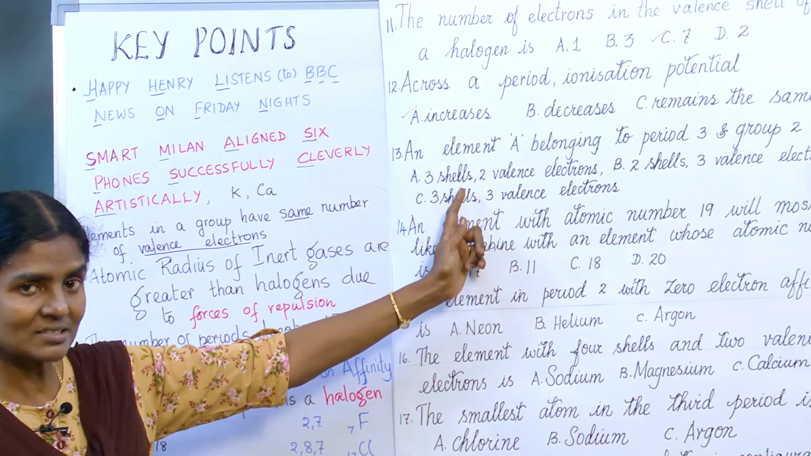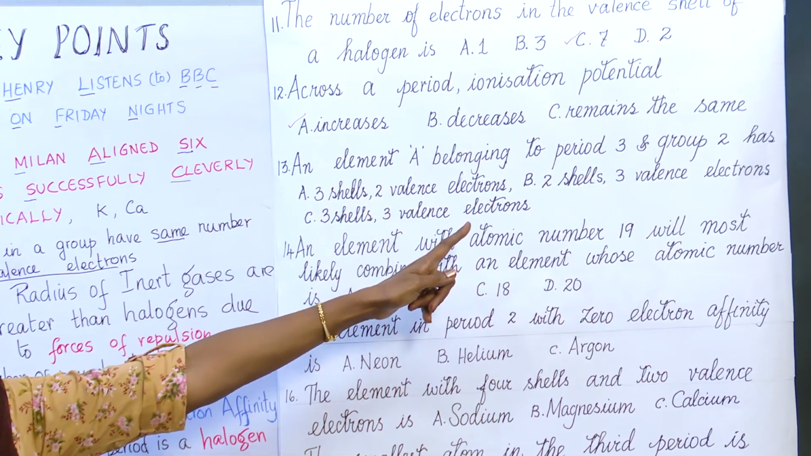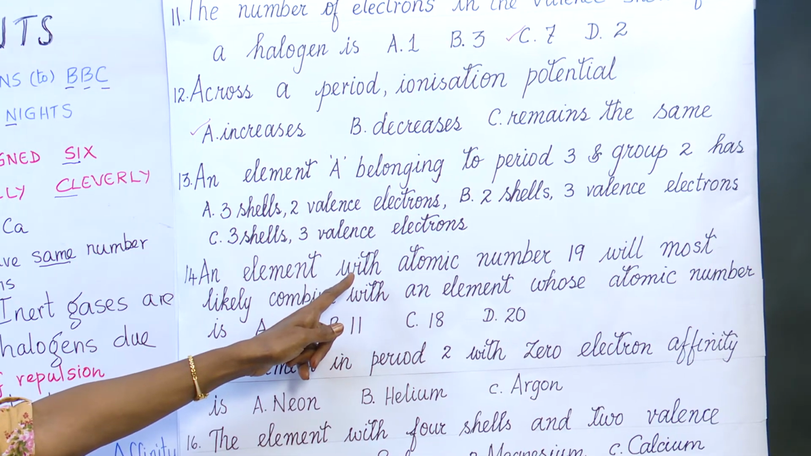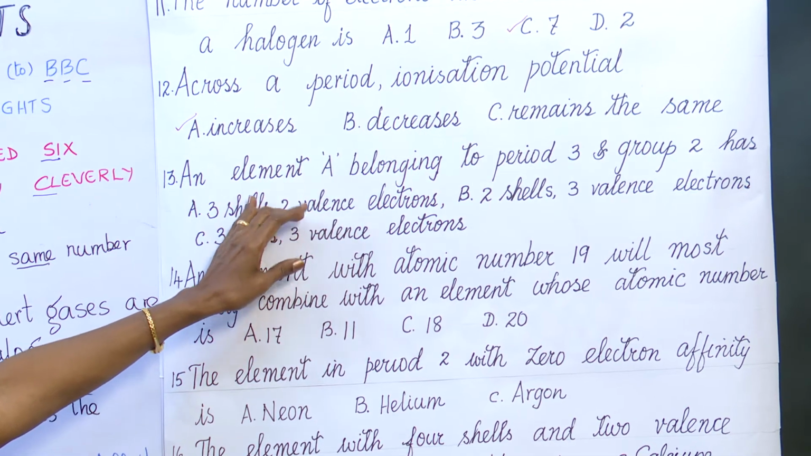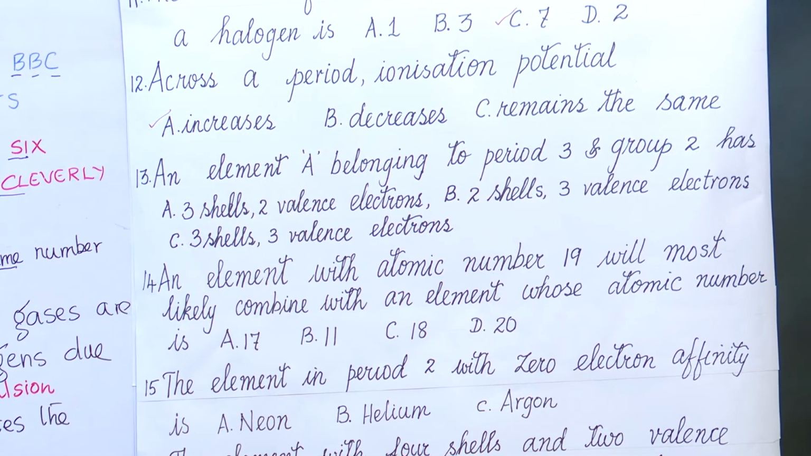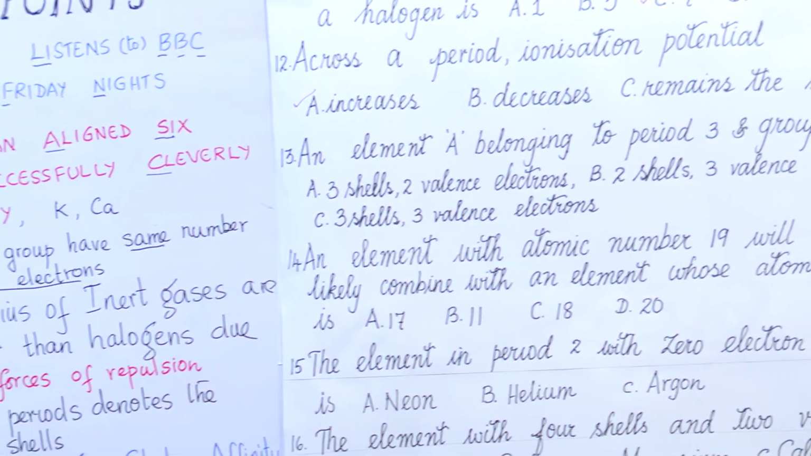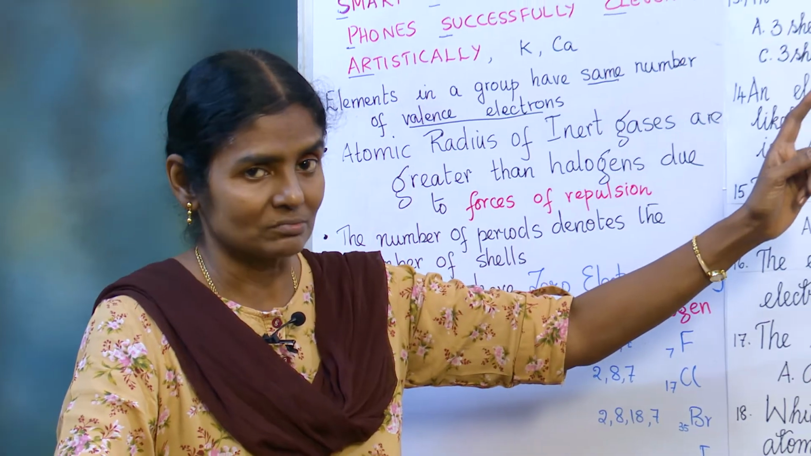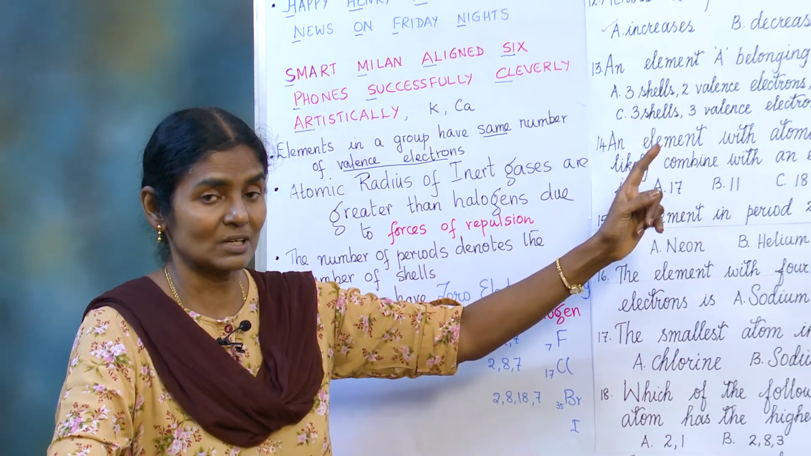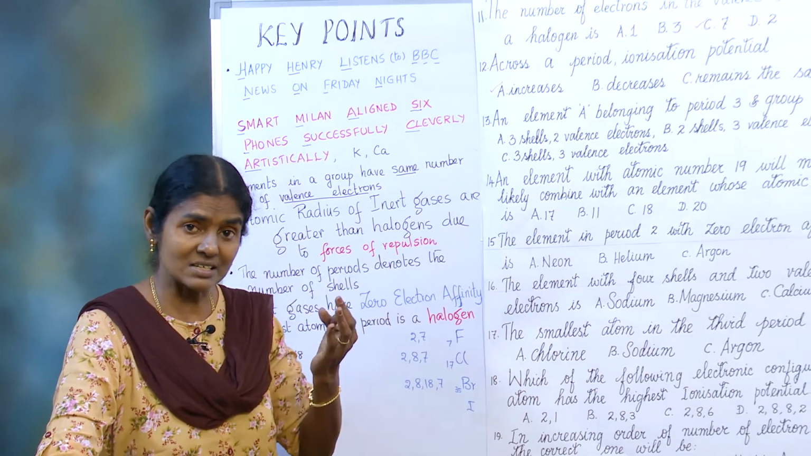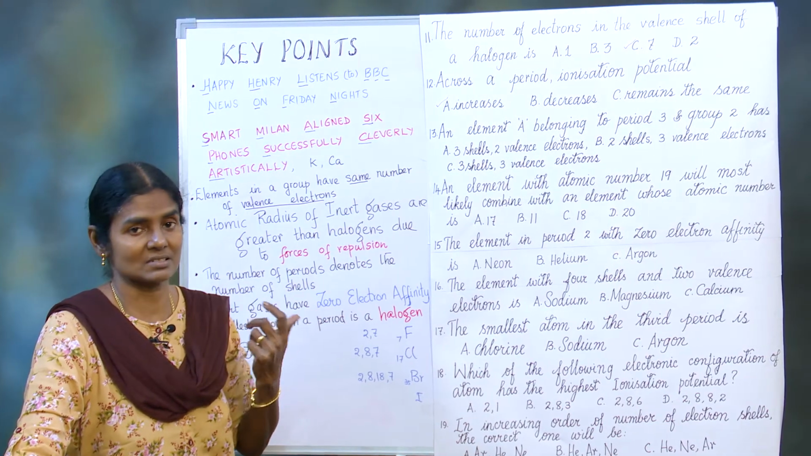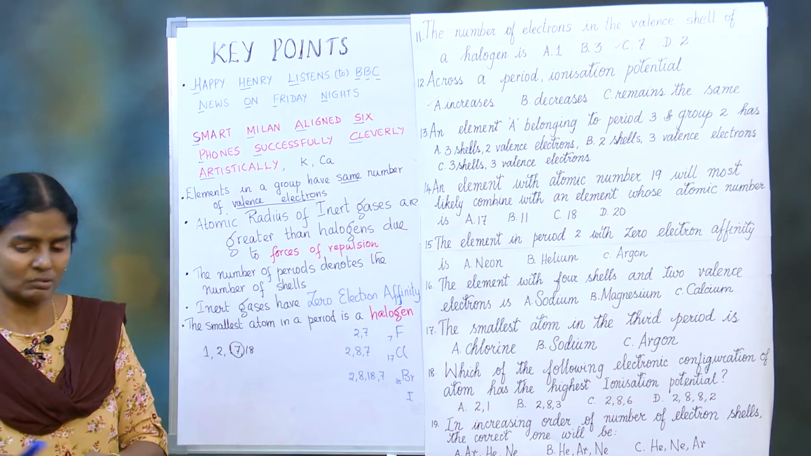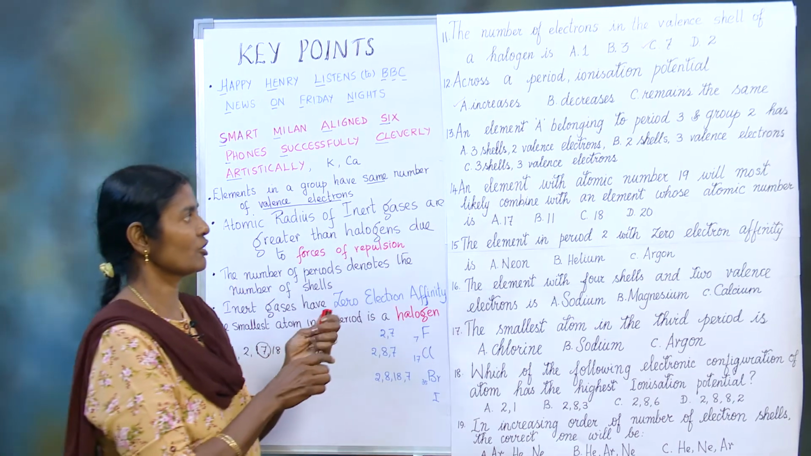Is it 3 shells and 2 valence electrons, or 2 shells and 3 valence electrons, or 3 shells and 3 valence electrons? So don't look at these distractors. You remember how many shells it would be if it is period 3? 3 shells. So the first answer is over. Group 2, so 2 valence electrons. So the answer would be 3 shells and 2 valence electrons. That should be the answer. It's the answer A. So A is the correct answer for this question.